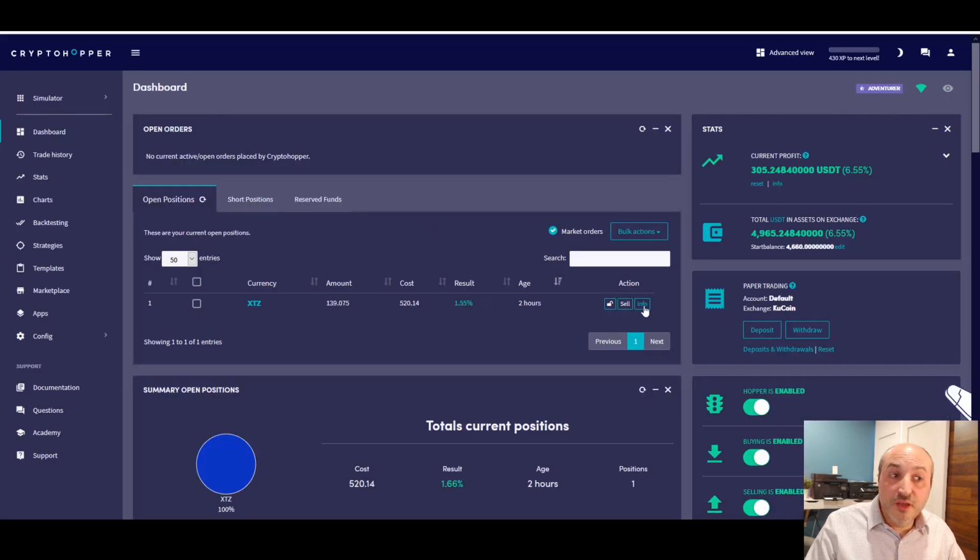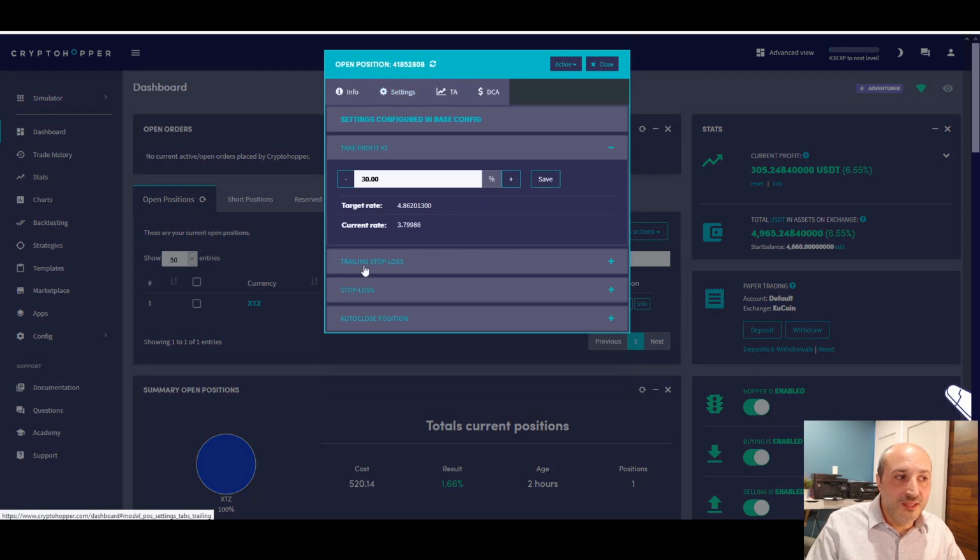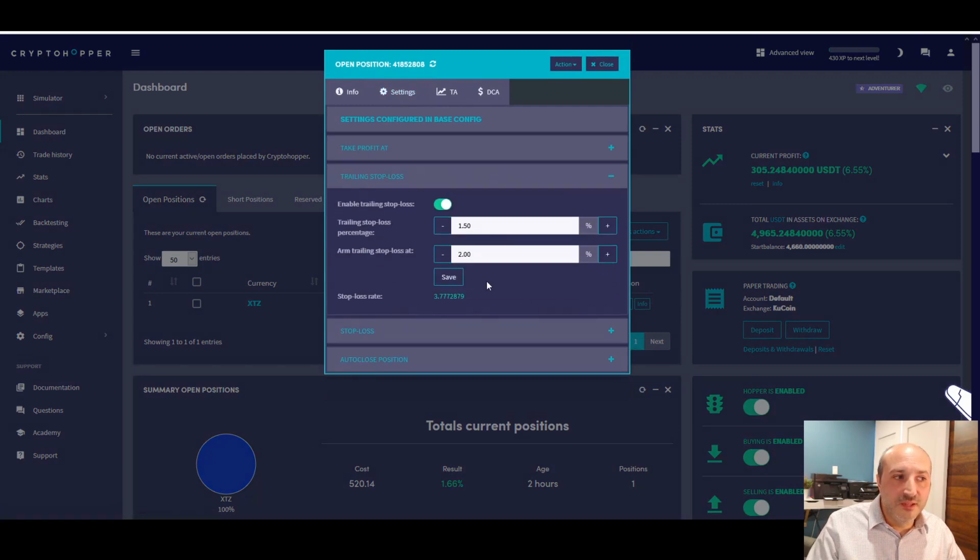As you can see right now for this trade, I'm fully positive. And if you want to see if your trailing stop loss kicked in, just go here to info, go here to setting and look at the trailing stop loss. If it's not activated, it will say not activated yet. But right now it is activated, and the rate right now to sell is $3.77. If it keeps going up, this number will change and adjust itself.